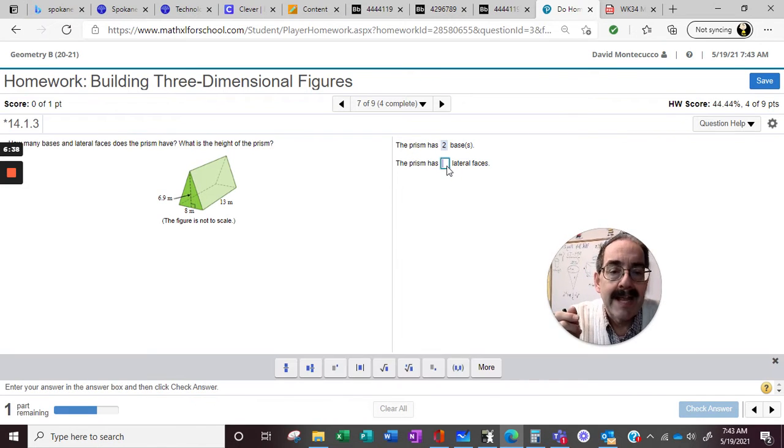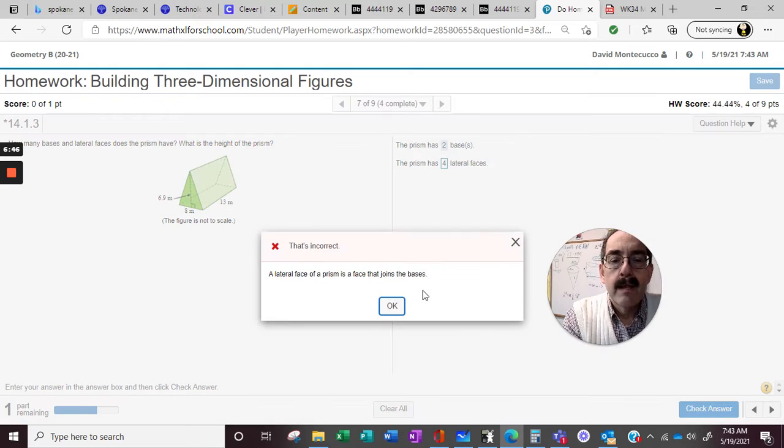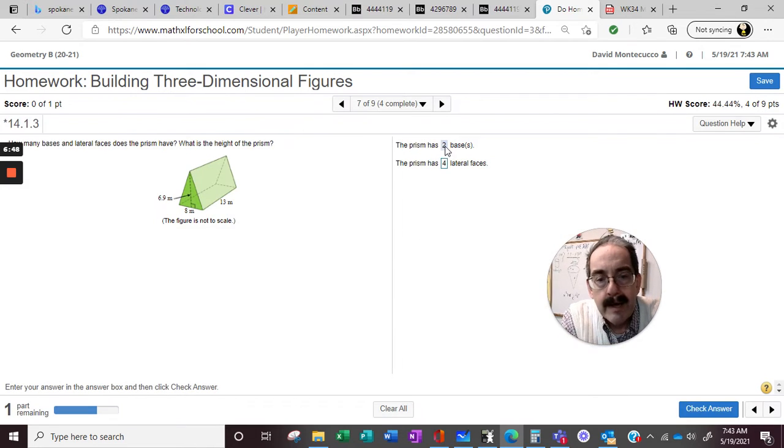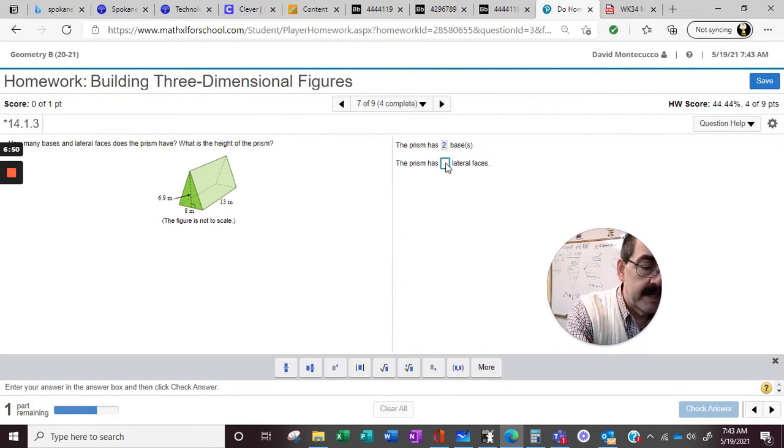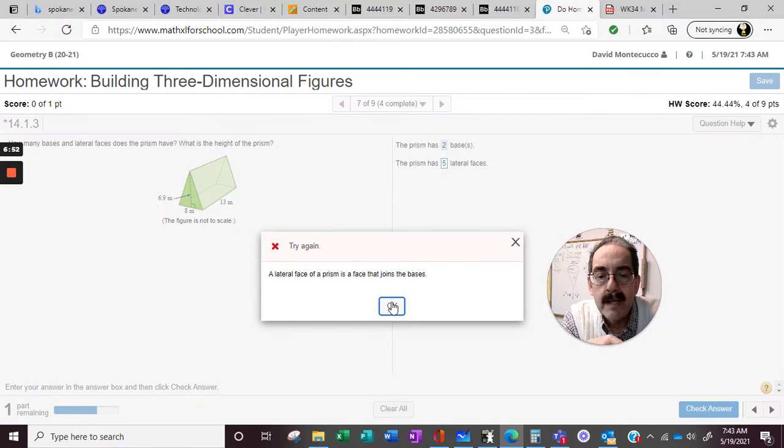Okay, how many lateral faces? That's the sides, not the bottom. So 1, 2, 3, 4. Now it's going to count the bottom as a face. Oh my gosh, are you kidding?